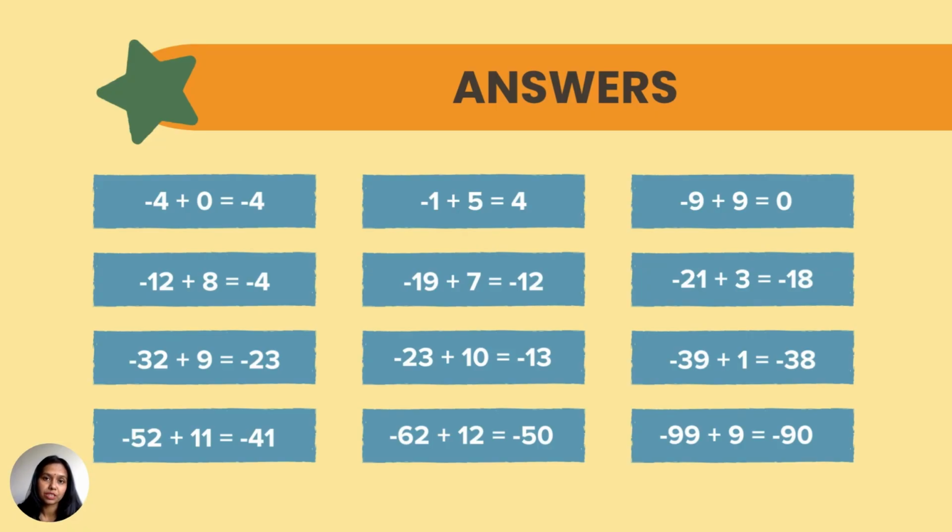Starting to make a bit more sense to you. You're beginning to understand how this works. So let's look at the next one. -39, you add 1, you end up at -38. -52 plus 11, you end up at -41. -62 plus 12 is -50. And the last one, -99 plus 9 would give you -90. Got it? Let's move on.